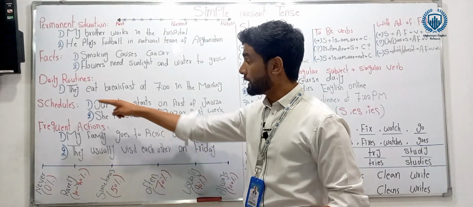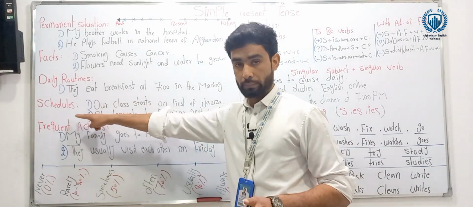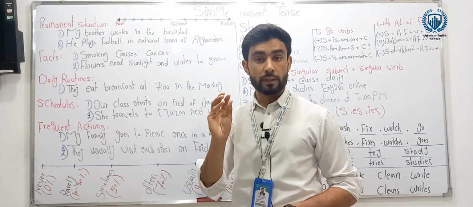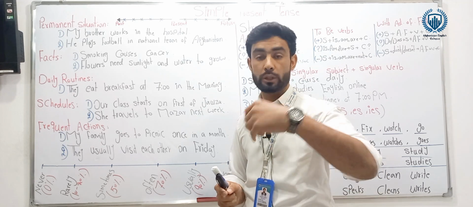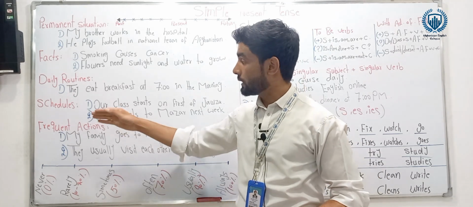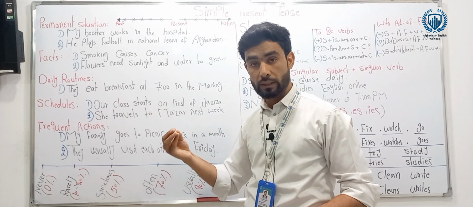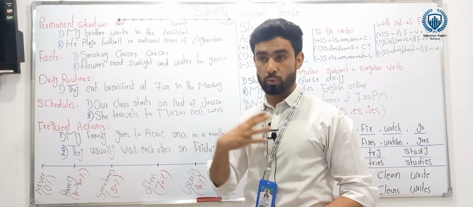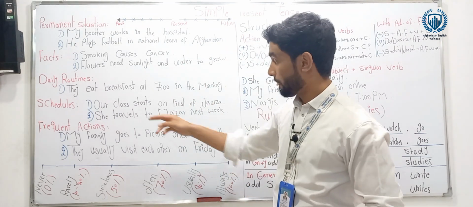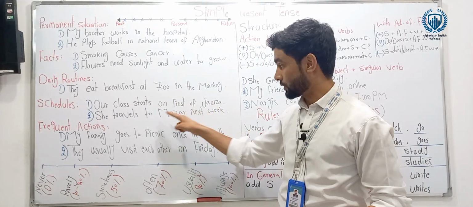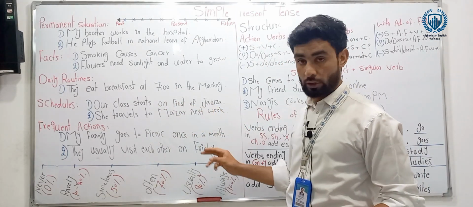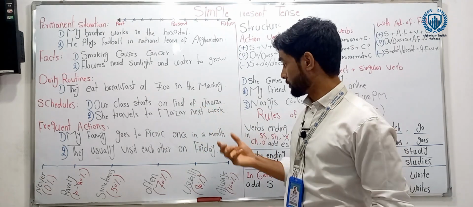The next concept or usage of simple present tense is about schedules. Schedules in the future. Of course, when we schedule something, we do it in the future. So for expressing our schedule, we also use simple present tense. Our class starts on 1st of Jawza. It's a date. 1st of Jawza is a date.